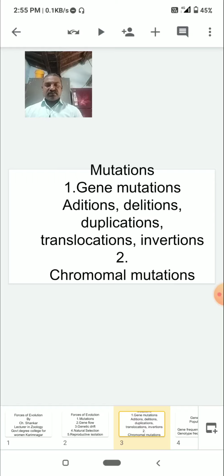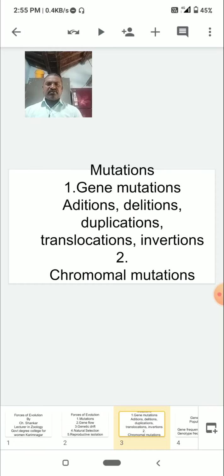Mutations that take place at the gene level are called gene mutations. Mutations that occur at the chromosomal level are called chromosomal mutations. In gene mutations, the first one is addition. Addition of a particular chromosome part to the next chromosome part is called addition. By addition, mutations take place.